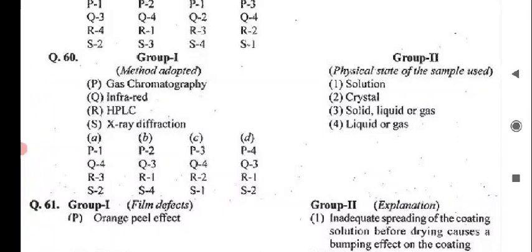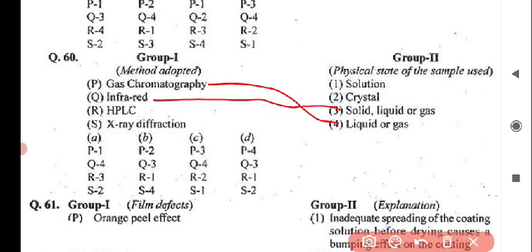Moving to next question. So in this question, the column 1 contains method adopted, while the column 2 contains physical state of the sample used. So in this, the first option, that is gas chromatography, the correct answer is option number 4, liquid or gas. For second method, that is infrared, the correct answer is option number 3, that is solid, liquid or gas. For HPLC, the correct answer is option number 1, that is solution. And for X-ray diffraction, the correct answer is option number 2, crystal. So option number D is correct for this.